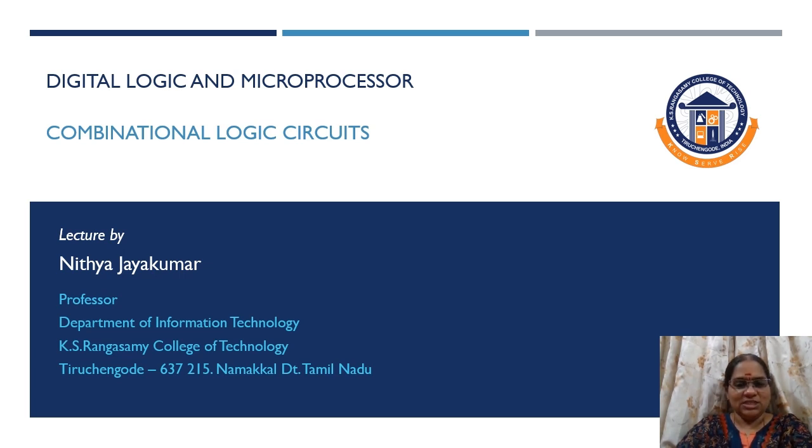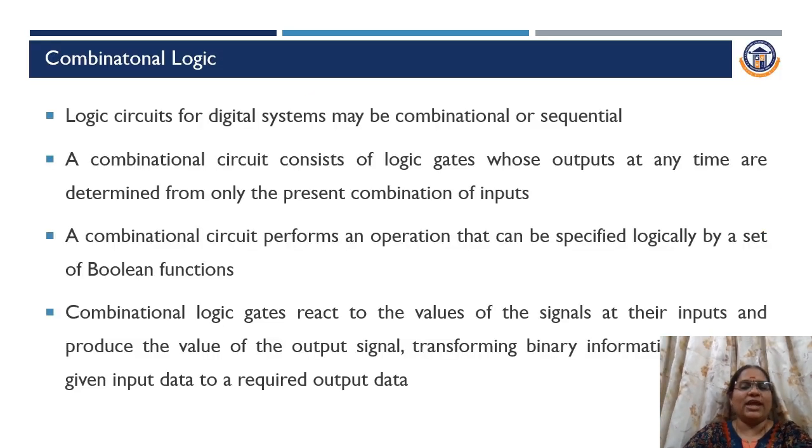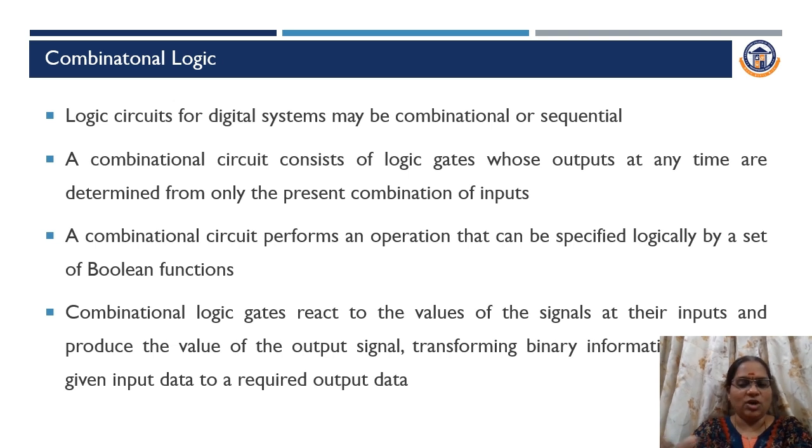The topic for discussion is combinational logic circuit. The logic circuit for any digital system may be either combinational or sequential. This is a broad classification of any digital system. A combinational logic circuit consists of only logic gates, where the output at any instant of time will depend only on the present combination of inputs. That is, whatever inputs you give to that digital circuit at the current instant, that only decides your outputs.